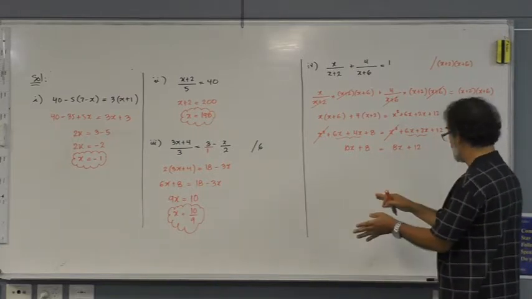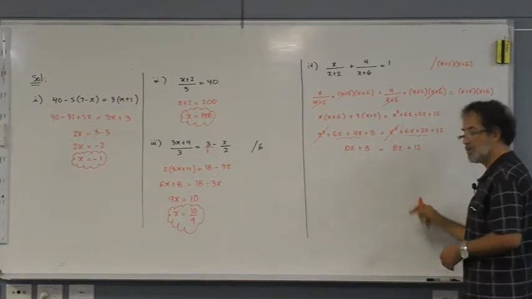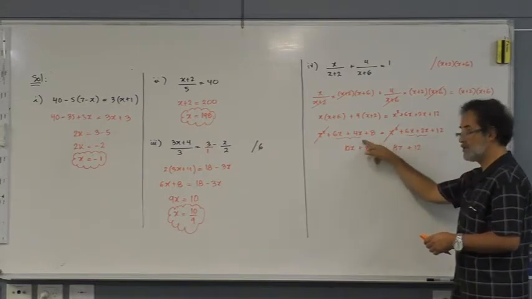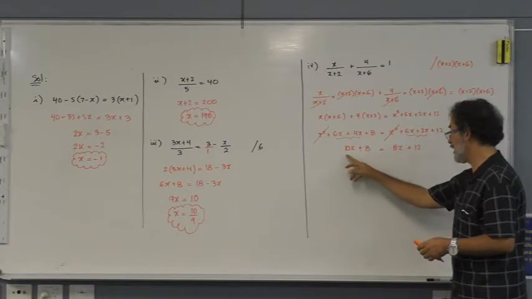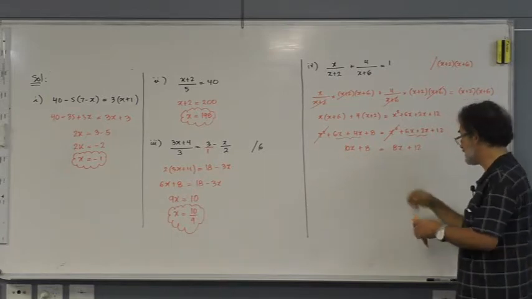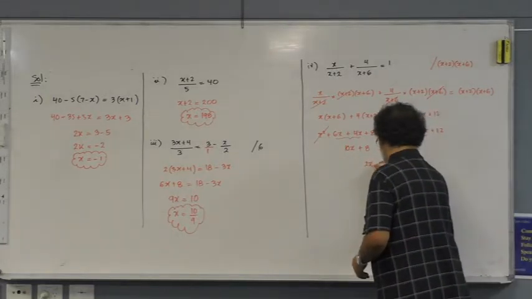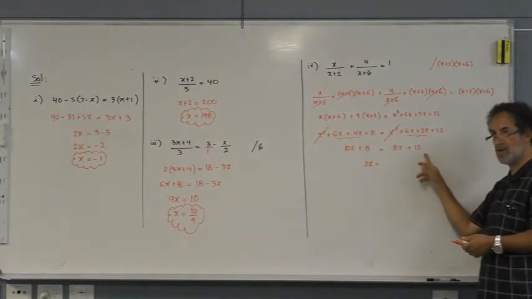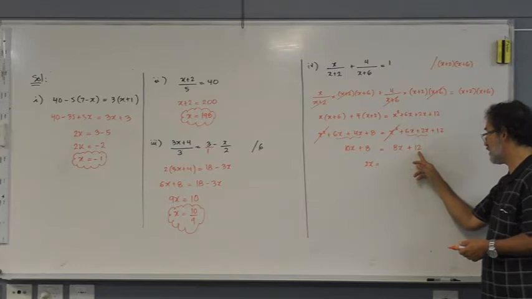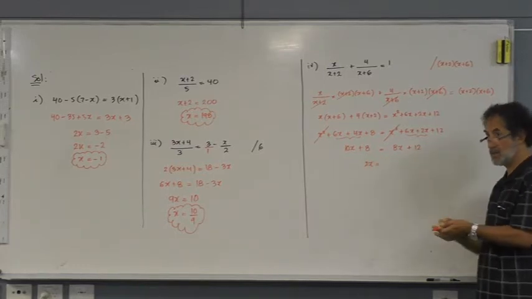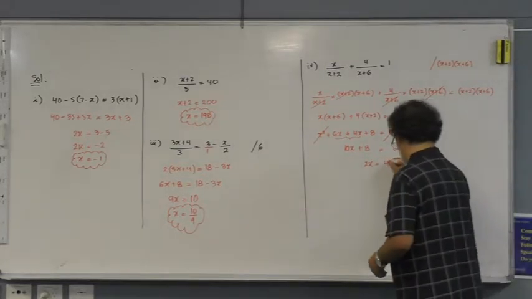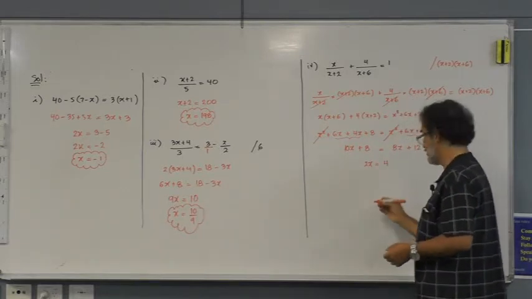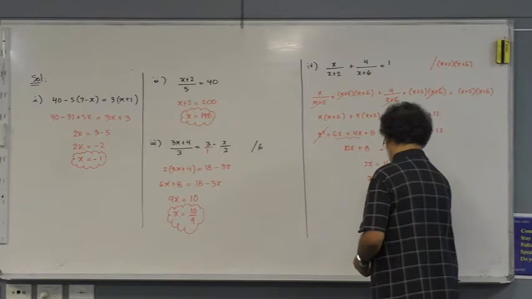So now we're going to put the x's together. To put the x's together, we have to move this positive 8x to the left. And when you do that, you're going to have 10x minus 8x, which is 2x. And then we need to put these two numbers together. So we're going to have to do 12 take away 8, which is 4. And then finally, we divide by 2, so x is equal to 2. All right.